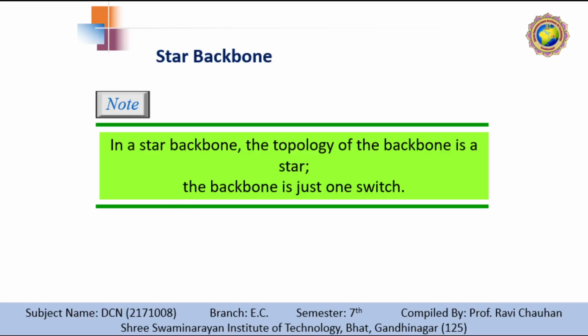Next is the star backbone. In a star backbone, sometimes called a collapsed or a switched backbone, the topology of the backbone is a star. In this configuration, the backbone is just one switch that connects the LANs. That's why it is called, somewhat erroneously, a collapsed backbone. So, in a star backbone, the topology of the backbone is a star. The backbone is just one switch.